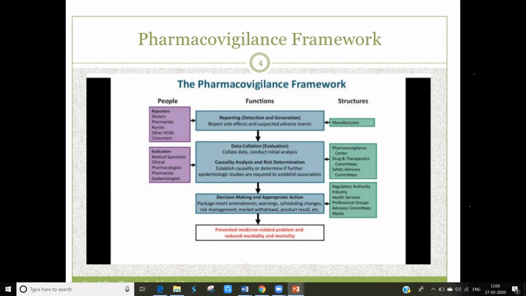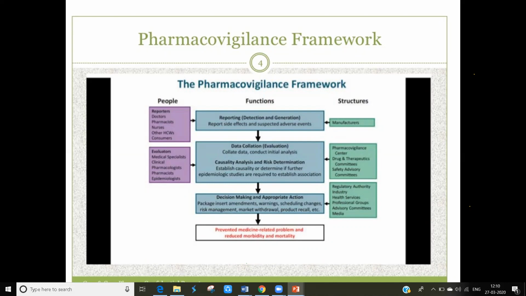In the same way, structure-wise they have a pharmacovigilance center to carry out these functions, and also a drugs and therapeutics committee. All hospitals have a drug and therapeutics committee, also called the pharmacy and therapeutic committee, PTC. Even in our hospitals they take a lot of decisions on which drug to include in the hospital to use or not. And also there are safety advisory committees; different committees are involved in this.